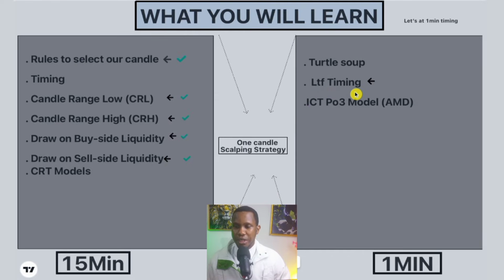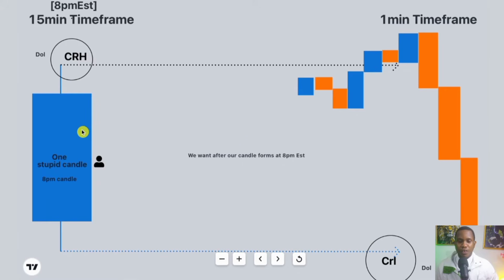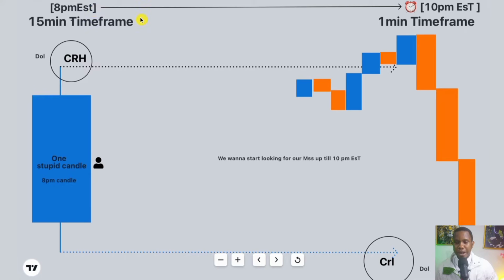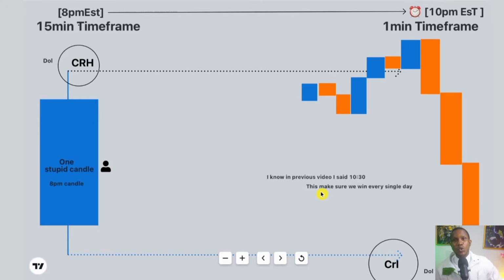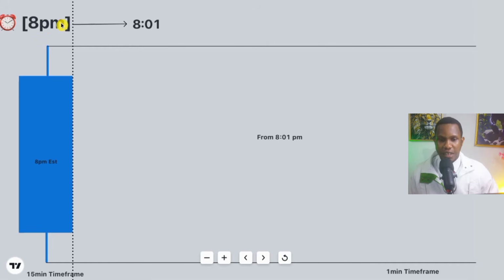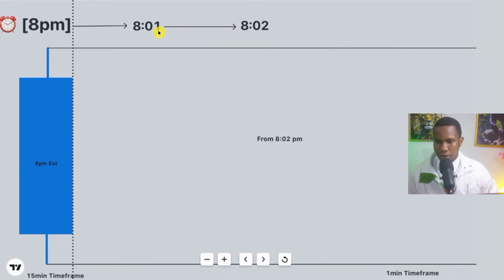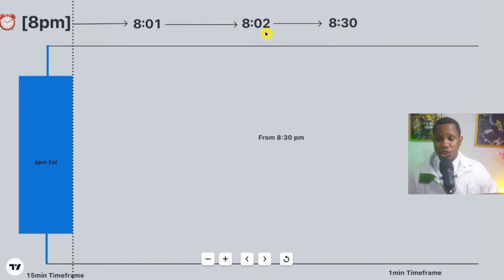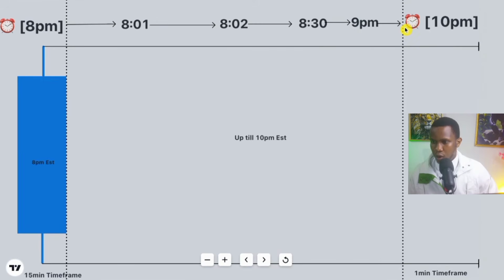Let's look at the 1 minute timing, guys. When our order block candle forms at 8 p.m. Eastern Standard Time, we want to start looking for our market structure shift up to 10 p.m. Eastern Standard Time. This makes sure we win every single day, because this is a scalping strategy, with the cutoff at 10 p.m. Eastern Standard Time, which is 3 a.m. in Nigeria. Once this 8 p.m. candle forms, we start looking for our trade. 8:01, you can go to 8:02, still looking for our trade. 8:30, you guys understand what I'm saying? 9 p.m., and once it gets to 10 p.m.